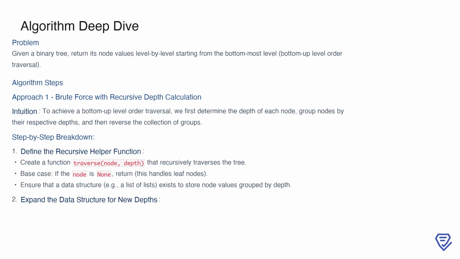The brute force approach involves recursively calculating the depth of each node, grouping nodes by their respective depths, and then reversing these groups to achieve the bottom-up order. The process begins by defining a helper function, traverse, which handles the recursive traversal of the binary tree. This function needs to manage the base case where a node is none, ensuring that leaf nodes are properly handled. Additionally, a data structure, such as a list of lists, is used to store node values grouped by their depths. This sets the foundation for organizing the nodes efficiently during traversal.